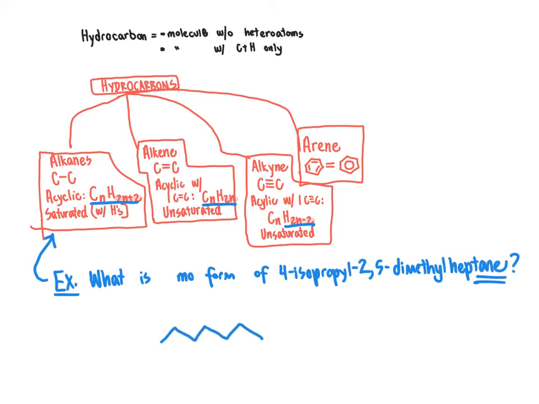So I have my 7-carbon chain. At carbon number 4 of that chain, I'm drawing my isopropyl group. At carbon number 2, my methyl group. And at carbon 5, my second methyl group. All right, so how many carbon atoms do we have in total in this molecule? And we can count those up or highlight those. 1, 2, 3, 4, 5, 6, 7, 8, 9, 10, 11, 12. So this is C12.